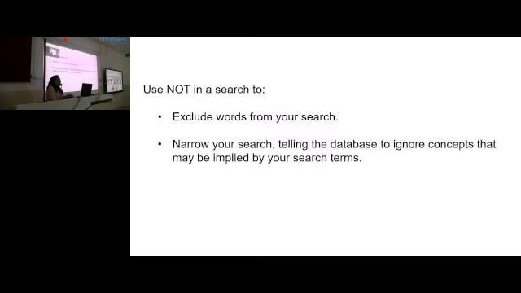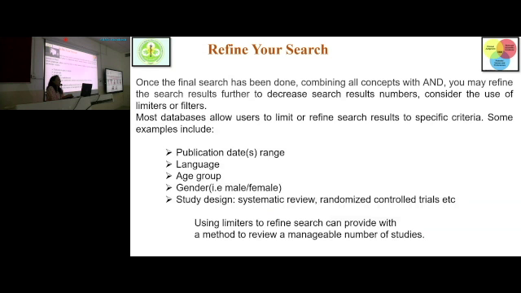As I told you, it excludes words from your search or narrows your search, telling the database to ignore concepts that may be implied by your search terms. There are other search fields also in your databases, like publication date range. You can use language, age group, gender, or study design to make your search more specific and more relevant. All these are called limiters or filters. Using limiters to refine a search can provide a method to review a manageable number of studies.